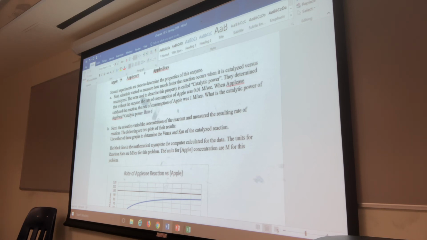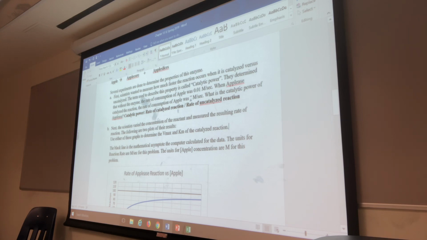Catalytic power is the rate of the catalyzed reaction divided by the rate of the uncatalyzed reaction. Okay, let me bold this. So this is actually a lot easier to calculate than a lot of the other numbers where we have to read graphs and do some other previous calculations. All catalytic power is, and you will be given these two pieces of information, is the rate of the catalyzed reaction divided by the rate of the uncatalyzed reaction. So in other words, the rate of the fast one divided by the rate of the slow one.